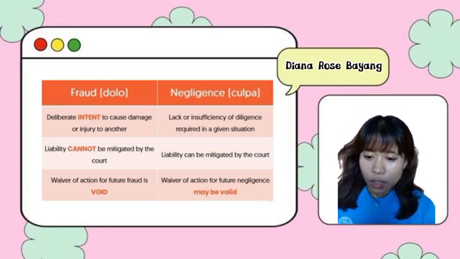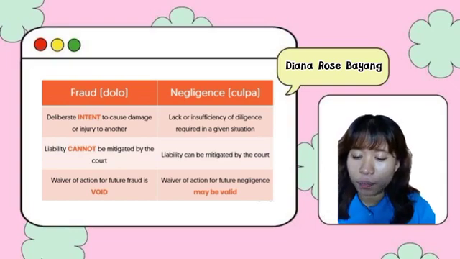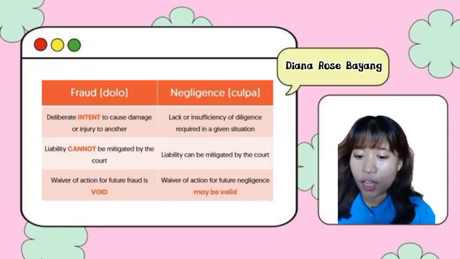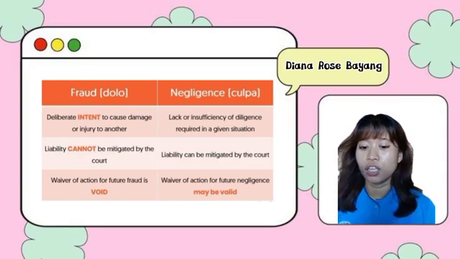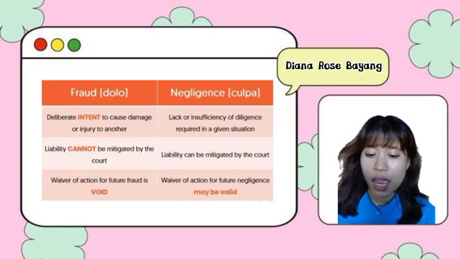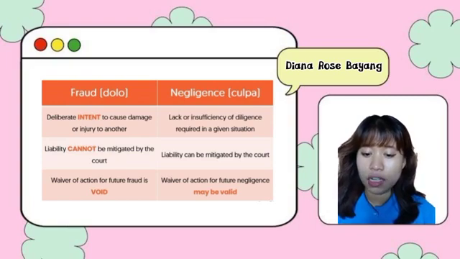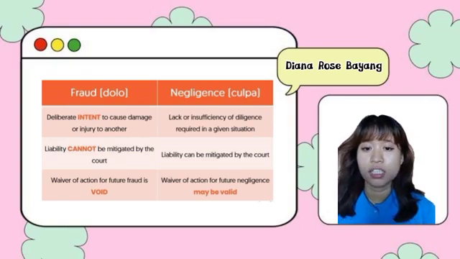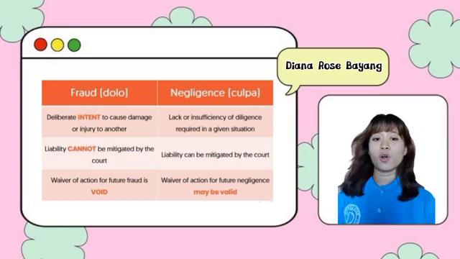So, first, it says here that fraud is deliberate intent to cause damage or injury to another, while negligence is lack or insufficiency of diligence required in a given situation. So, gaya ng sabi ko kanina, fraud is intentional, while negligence is unintentional.